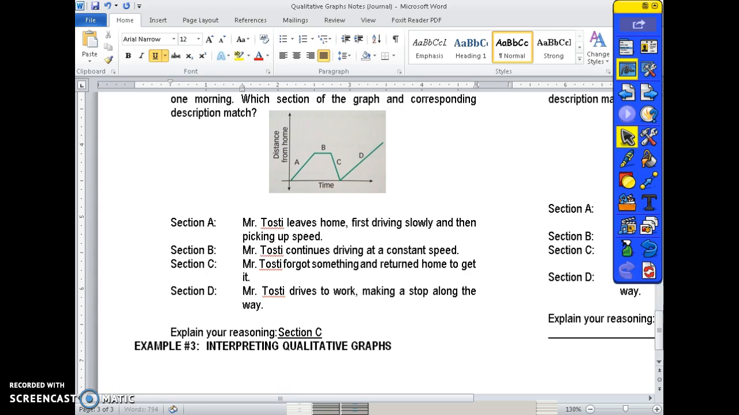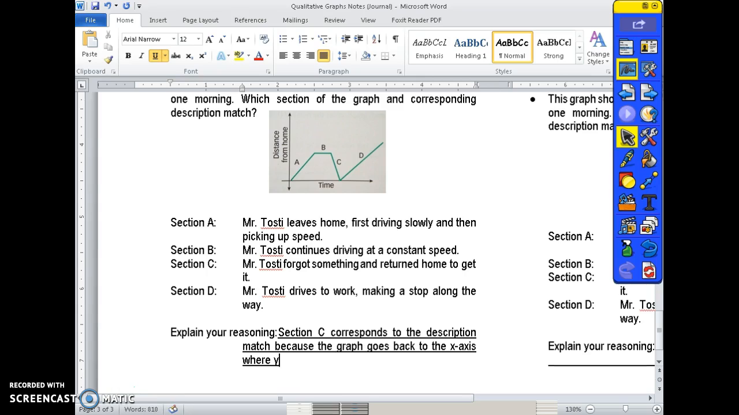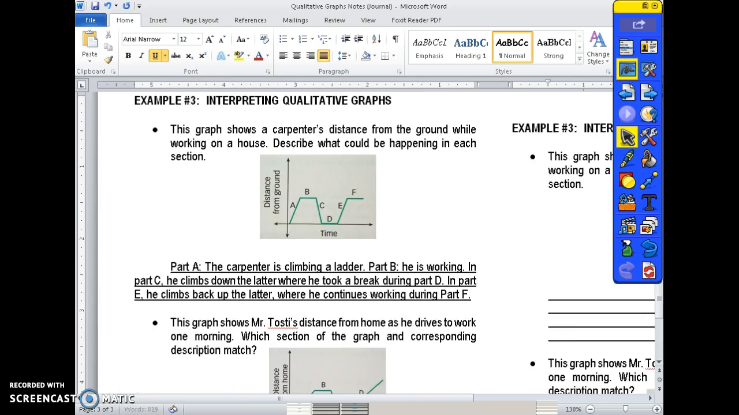So section C corresponds to the description match because the graph goes back to the x-axis, I apologize, where the y coordinate is 0. This means he had to return home.